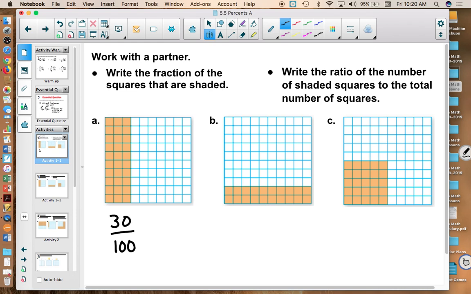Okay. Write the fraction of the squares that are shaded. Sweet. Write the next one. Do B. Chloe, what's the fraction of the shaded squares in B? 20 over 100. Thank you, I agree. And what is the fraction of the squares that are shaded in C, Cole? 25 hundredths.